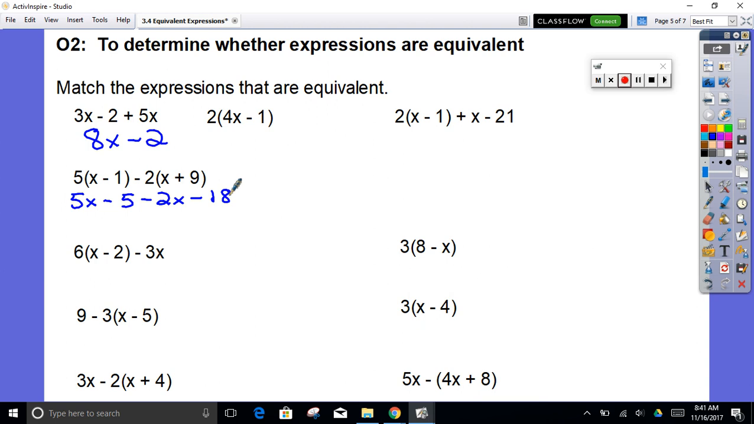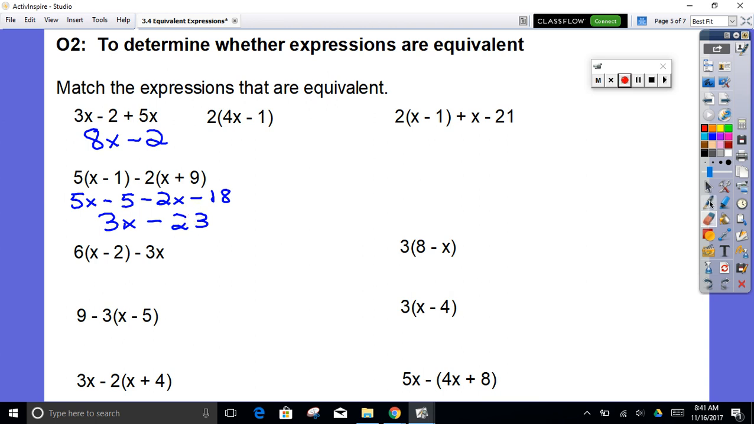You do 5x minus 2x would be 3x. Good. Minus 5 minus 23. Good. So you have 3x minus 23. Did you find a match on the other side? The first one. The first one? Okay, good.